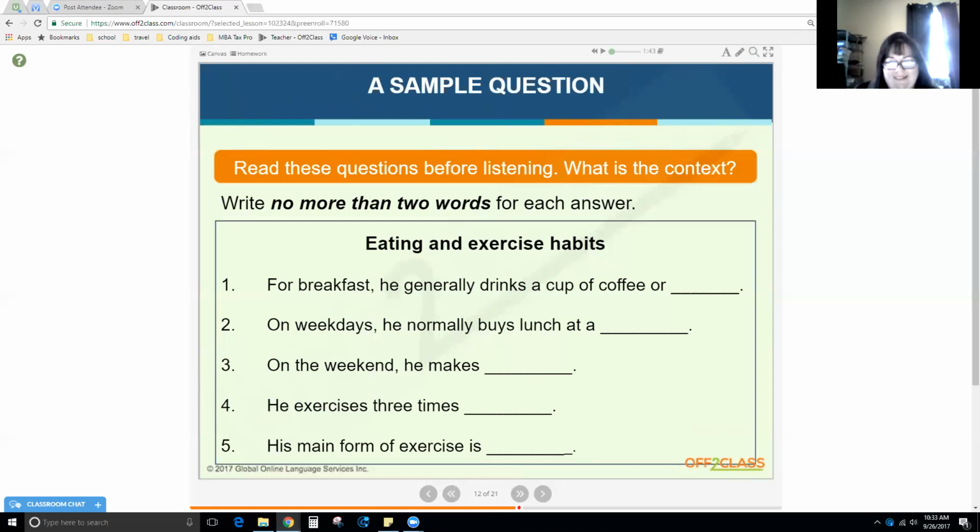Yeah. Listening. Very good. Okay. On the weekend, he makes? A salad. Okay. Yeah. He actually said several things there. I said something healthy. You said salad, but it was all part of the answer. He exercises 3 times a week. Good. And his main form of exercise is? Running on a football pitch. Yes, on the football. Okay, very good. You're going to do fine, I think.